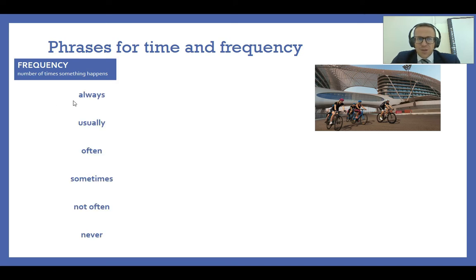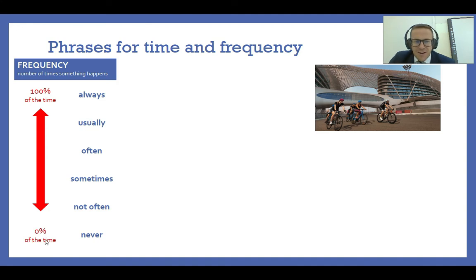So these are the words we use for frequency. Always, usually, often. Notice we say often, but there's a T here. Sometimes, not often, or never. These all explain how many times something happens. Always is 100% of the time. Usually is a little less than 100%. And then we go all the way down to never, which is 0. Never, 0% of the time. So this is the order of how we use these adverbs.